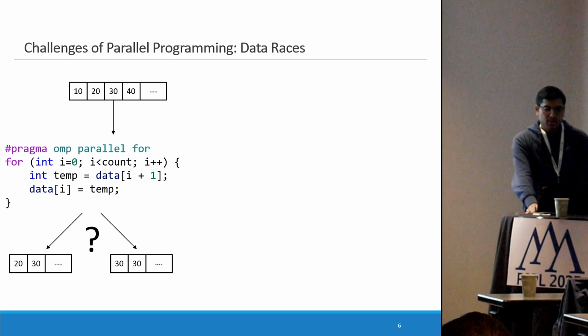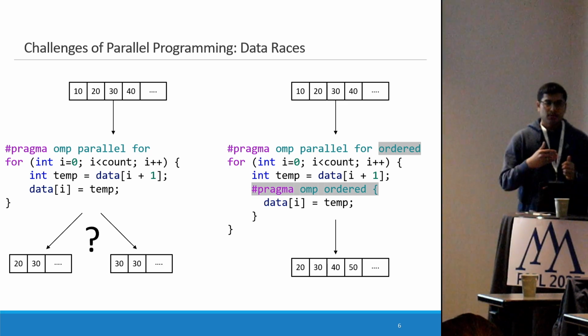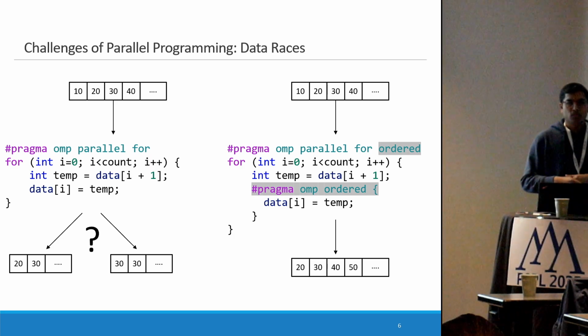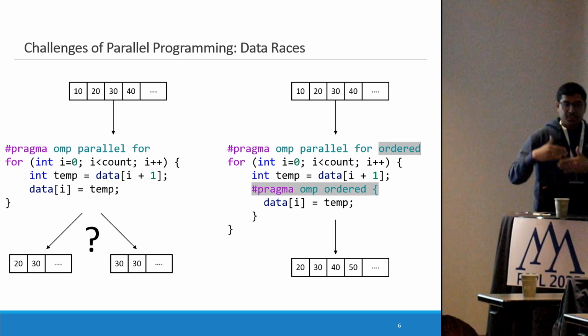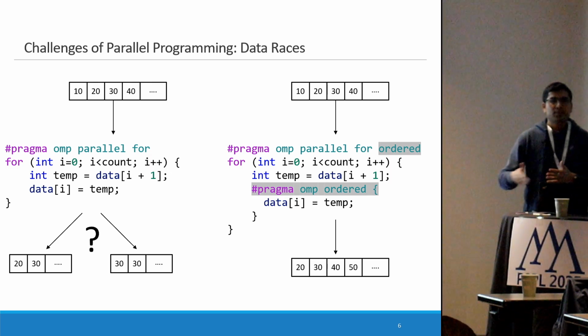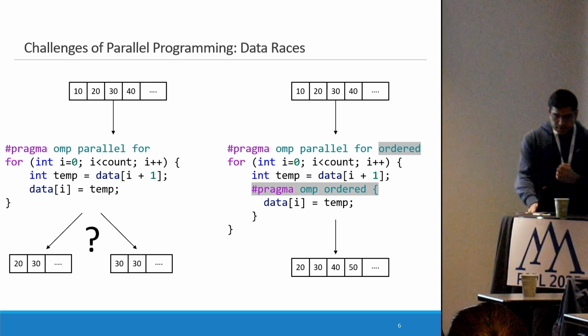One difference from the previous one is that we cannot insert a barrier inside the OpenMP parallel for construct. So what we need to do is use a different pragma called pragma OMP ordered, which basically states that all the statements inside the ordered construct should be executed in the sequential order, in the program order, by all the threads. So this way we can prevent any data races.